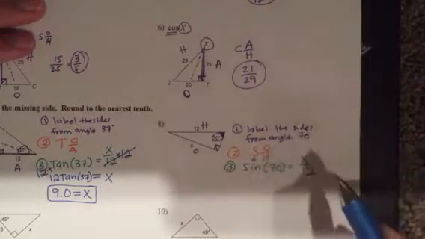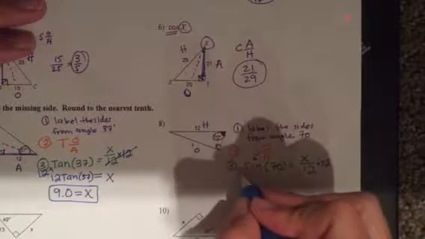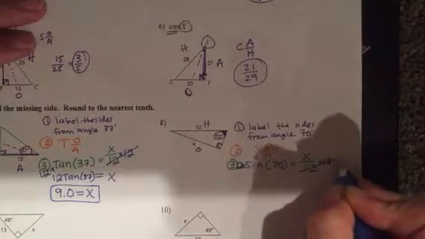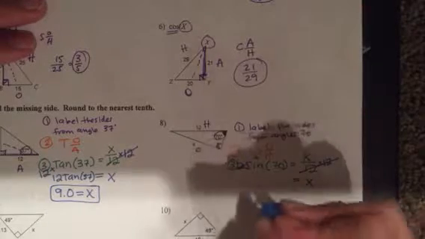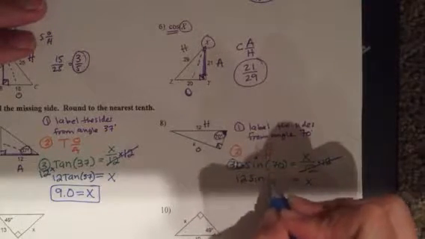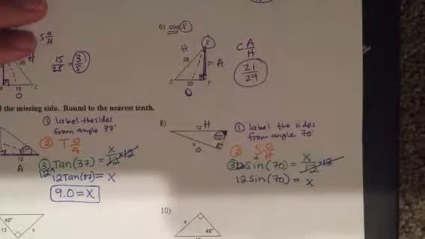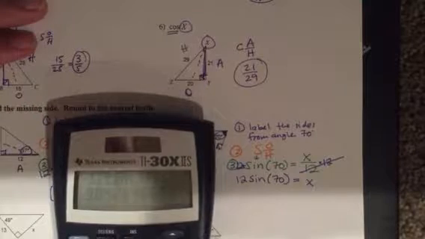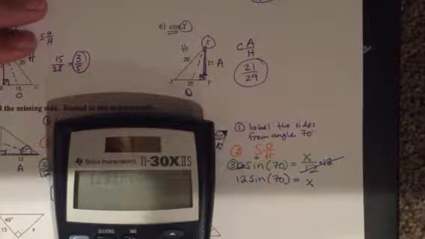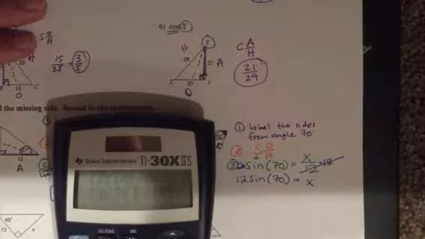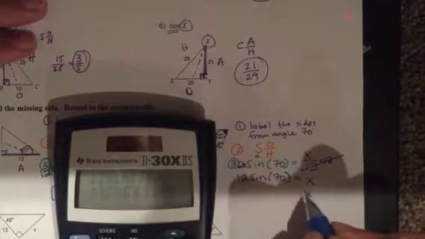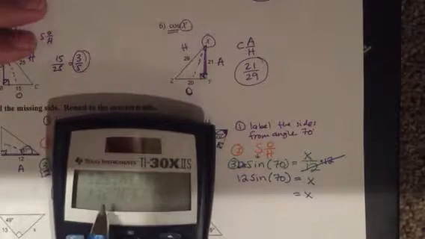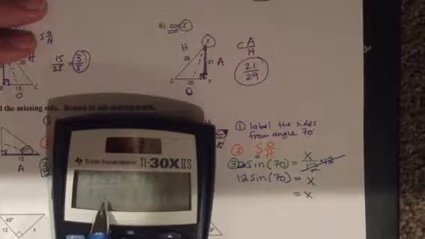To solve the equation, I need to get rid of 12 in the denominator because I want x all by itself. So we multiply by 12. If I do it to one side, I have to do it to the other. They cancel out, and I'm left with x equals 12 times sine of 70. I enter it in. 12 sine of 70 equals, and we get that x is equal to 11 point. Now because it's a 7, I have to round this 10th place up to a 3. So 11.3.